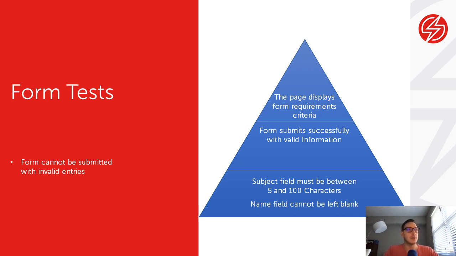So the final test case here, form cannot be submitted with invalid entries. This one you should already know based on all the exercises we've done, that it belongs at the API layer as well. Could potentially be done at the unit layer, but the reason I'm putting it at the API layer is because I want to test the integration with the API and our back end, make sure that they're connected together and working properly. So these are all the test cases.